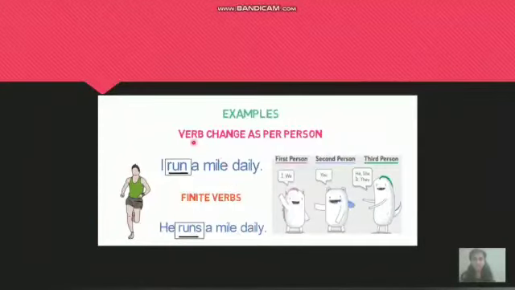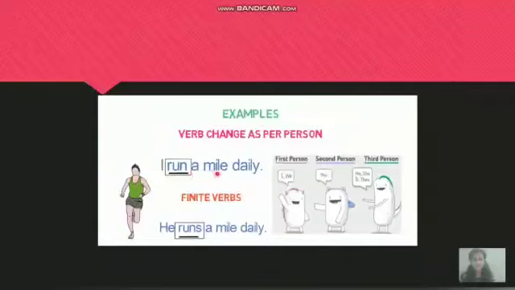Now again I told you that the verb changes as per the person. You know that there are three persons: first person, second person, and third person. I and we are the first person pronouns. You is the second person pronoun. He, she, it, and they are the third person pronouns. Now look at the example.